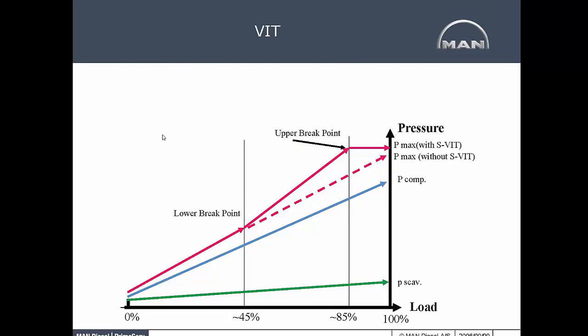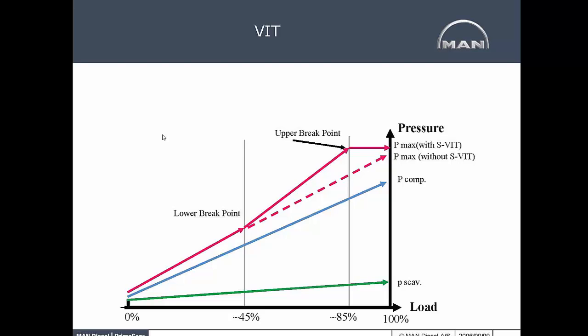All right. Engines will raise up to Pmax at 100% load. And when you look at this drawing, the green line on the bottom is scavenging pressure. Now that's one of the things to think about: your compression pressures will increase as the load on the engine increases. And I want you to think about that.